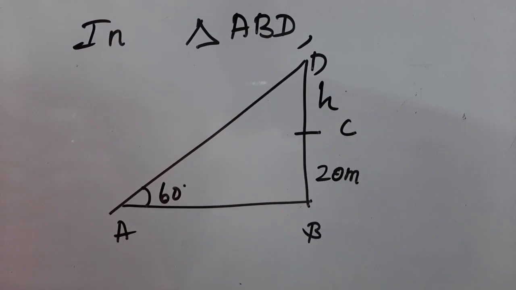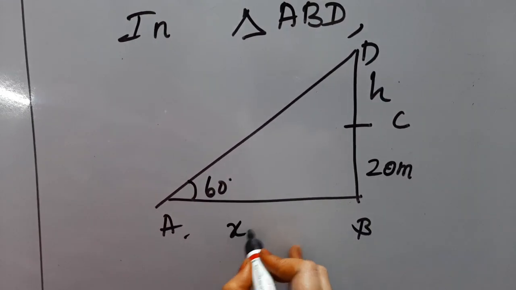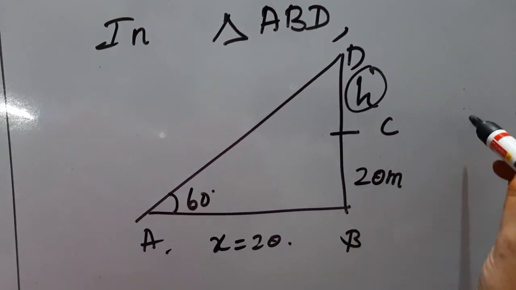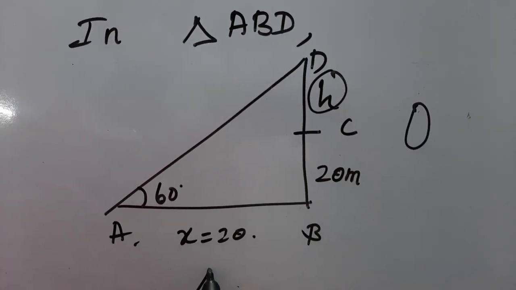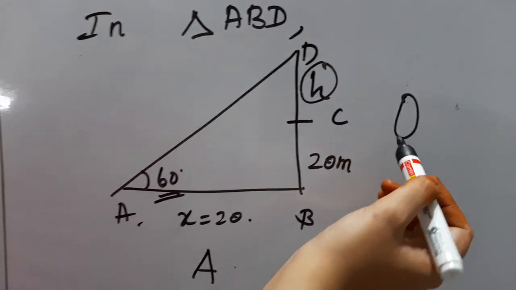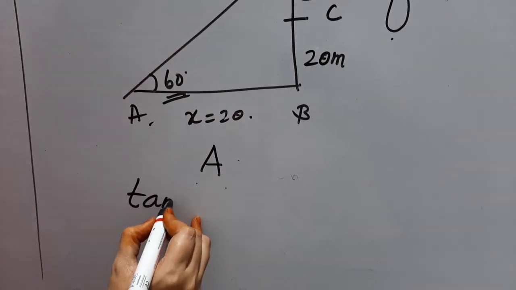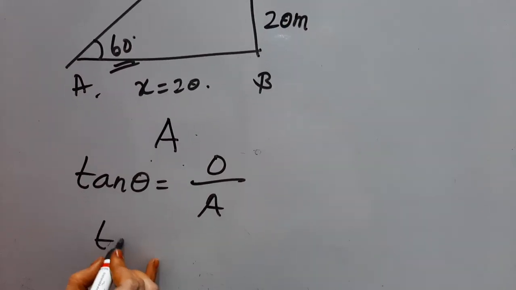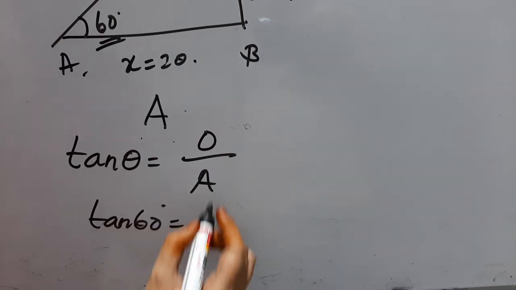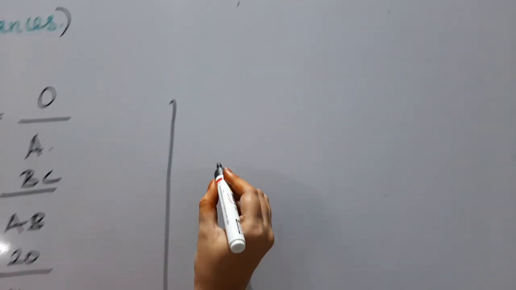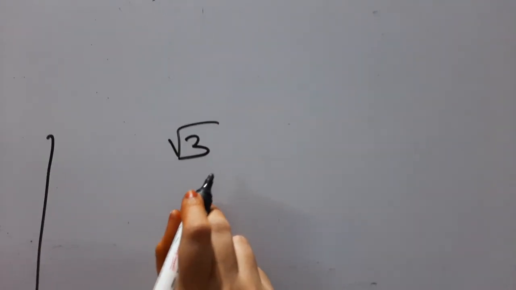From this triangle I am going to calculate again. AB, we just found X is equal to 20. I need to calculate H. So BD is my opposite side and AB is my adjacent side and the angle is 60 degrees. With respect to adjacent, I am going to find out my opposite. So which trigonometric ratio again? Tan theta only. Tan theta is equal to opposite upon adjacent. Here theta value is 60 degrees. Opposite is BD. Adjacent is AB. Substitute the values. Tan 60 is root 3. Check in your trigonometric ratio table.